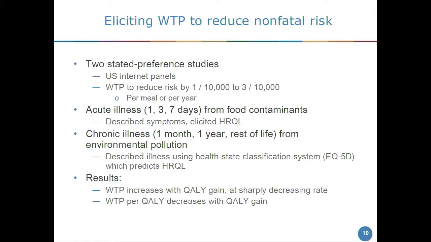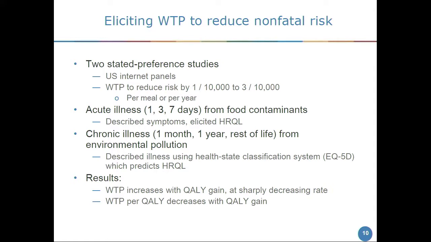The other one was a few years older, also with Kevin Henninger. But they're very similar. They were US Internet panels, Knowledge Network panel, willingness to pay to reduce risk by some risk reduction between 1 and 3 per 10,000. In the first case, it was an acute illness where you would be sick for 1, 3, or 7 days from some sort of contaminant in your food. And so it's a risk per meal of 1, 2, or 3 per 10,000.